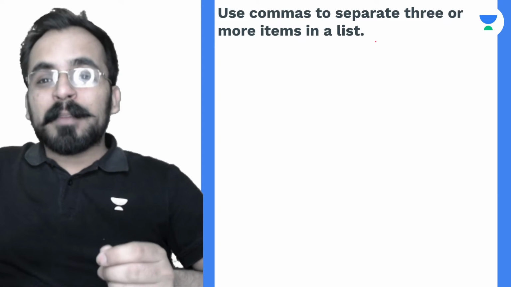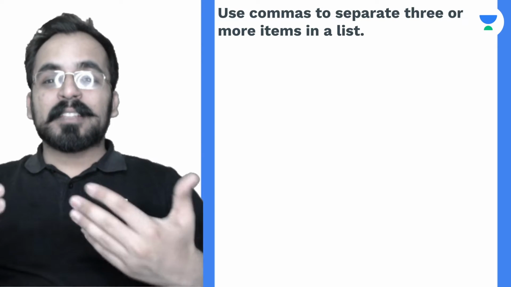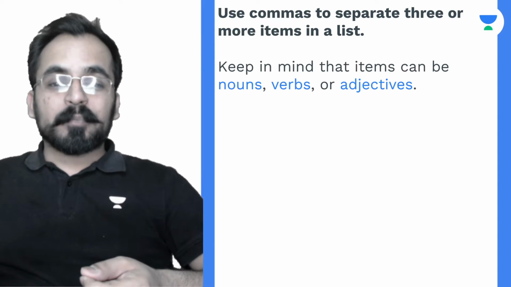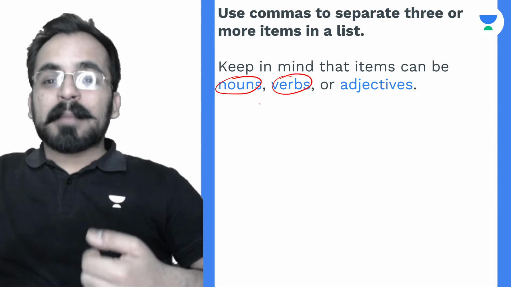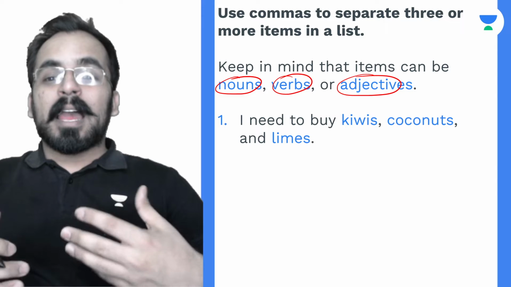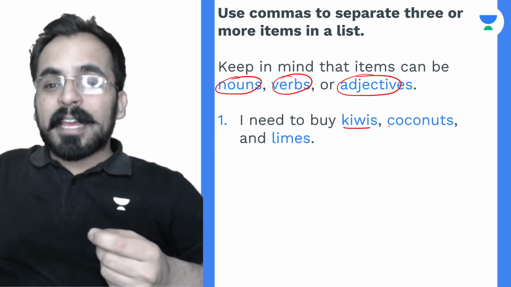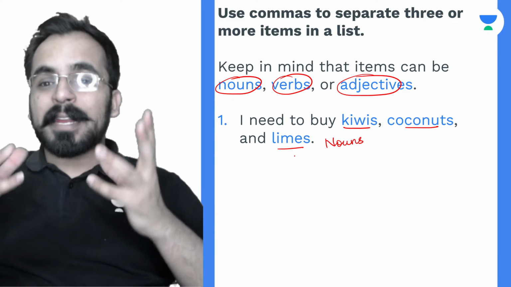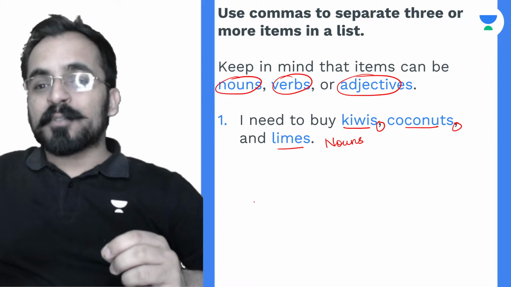So the first and the primary usage of a comma is to separate items in a list, three or more items. Now what can these items be? Keep in mind that these items can be nouns, words, or adjectives as well. For example, I need to buy kiwis, coconuts and limes. Kiwis, coconuts and limes are examples of nouns. I want to separate these nouns in the list. So how will I do that? I will be using commas to do that.